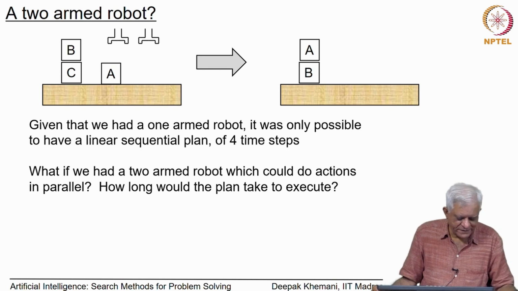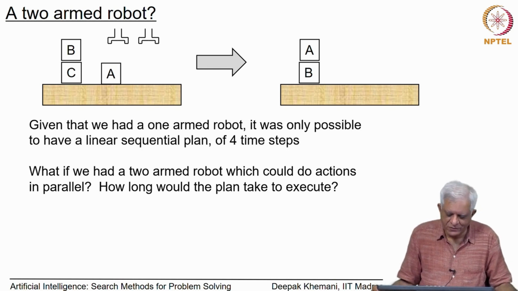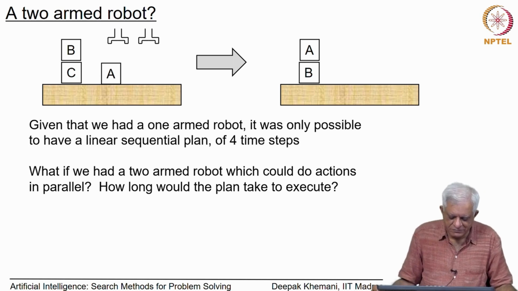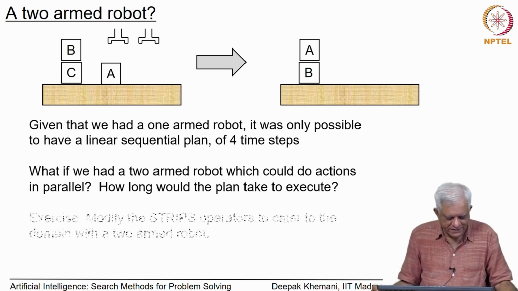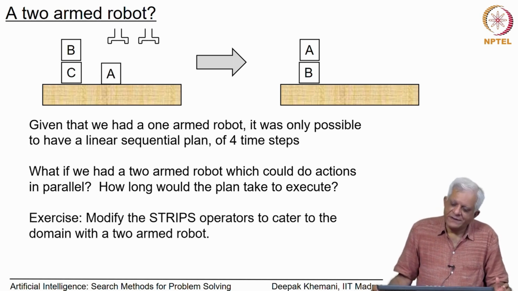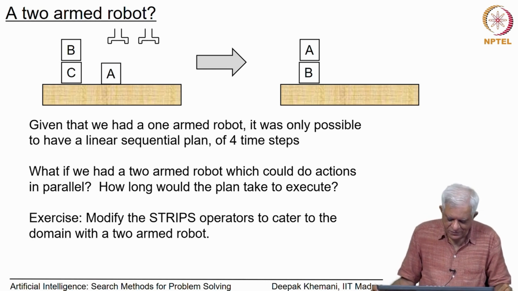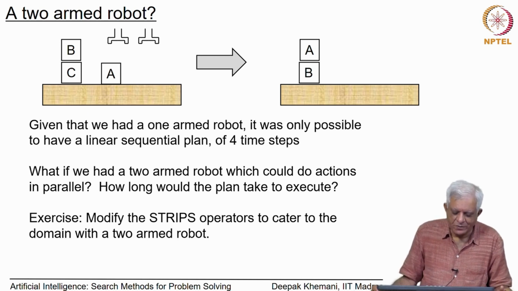That is a small exercise I would ask you to think about, and we will take it up in the next session. The real problem here is for you to modify the strips operators to cater to the domain in which there is a 2 armed robot.